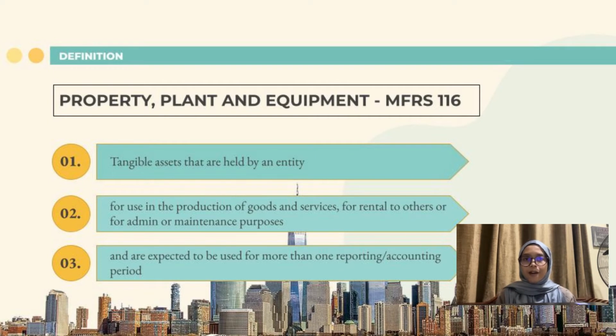So, based on MFRS 116, property, plant, and equipment are tangible assets that are held for use in the production or supply of goods or services, for rental to others, or for administrative purposes, and are expected to be used during more than one accounting period. Here I would like to highlight, if the building is used for rental purposes, then MFRS 140 investment property might apply instead of MFRS 116. So, just bear in mind that the rental purpose relates more to other vehicles or machines.